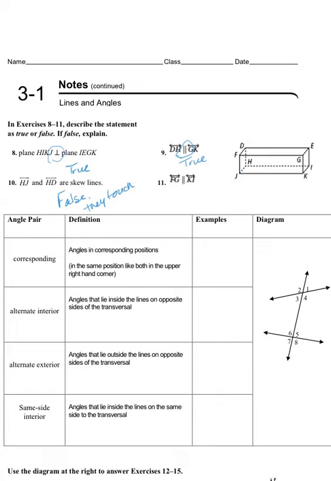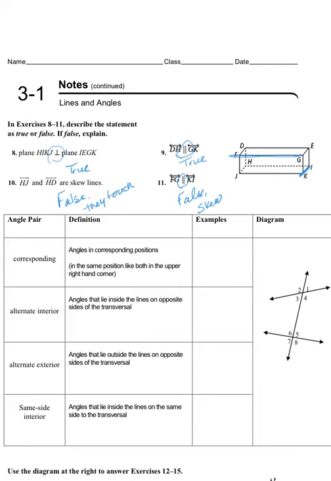Okay, and the last one talks about FG, so this line going side to side, and KI, this line down here. It says they're going to be parallel. Again, this double bar is parallel. Well, parallel means they're going the same direction. So FG is going left and right, but KI is going front to back. So that's a false. And these lines would be your skew lines. So one's going one direction, one's going a different direction.